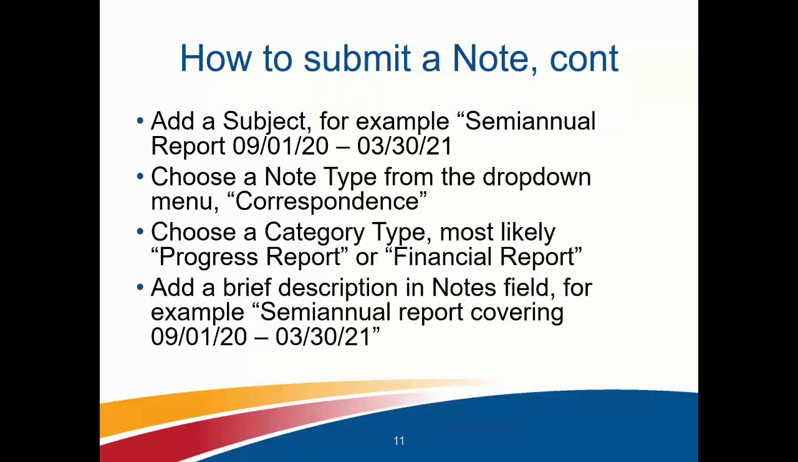How to submit a note. Add the subject. For example, if it's a semi-annual report, click semi-annual report and you can write the reporting dates or time frames. Choose a note type from the drop-down menu, such as correspondence, or whatever that particular note requires. Choose a category type. Most likely it'll be a progress report or a financial report, or it may be some additional documents that are required either from the project officer or the grants management specialist. Add a brief description in the note field. For example, again, semi-annual reporting covering whatever that time frame is, or whether it's an SF 425 as related to your financial requirements.